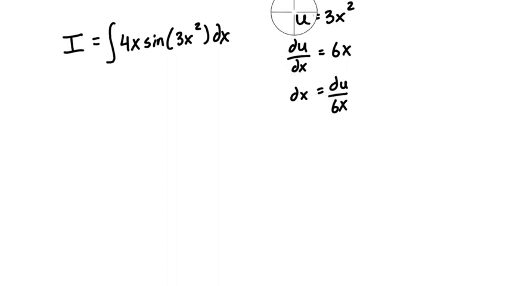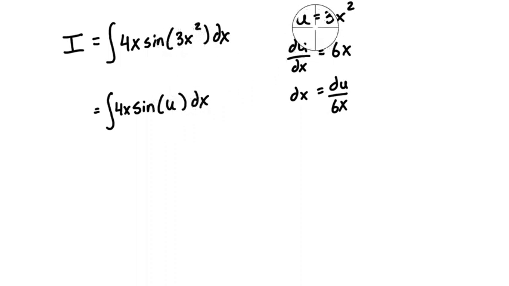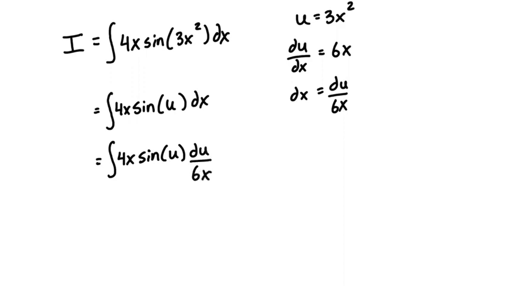Now what we're going to do is take u here and substitute it into this expression. So we're going to have the integral is equal to 4x sine of u dx. Okay, so this is where the substitution comes in. We're just calling this function, the one that we're substituting, u, and we're putting it in here. Now we have an expression for u, but we also have an expression for dx. So let's replace dx here with what we figured out based on our function u. So this integral is equal to 4x sine of u, and we replace dx with du over 6x.